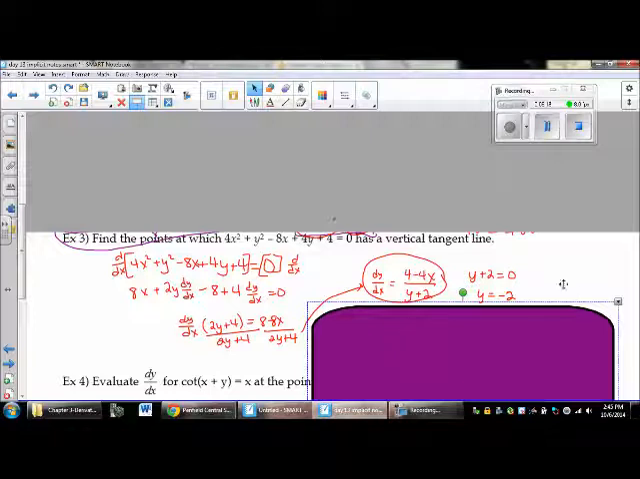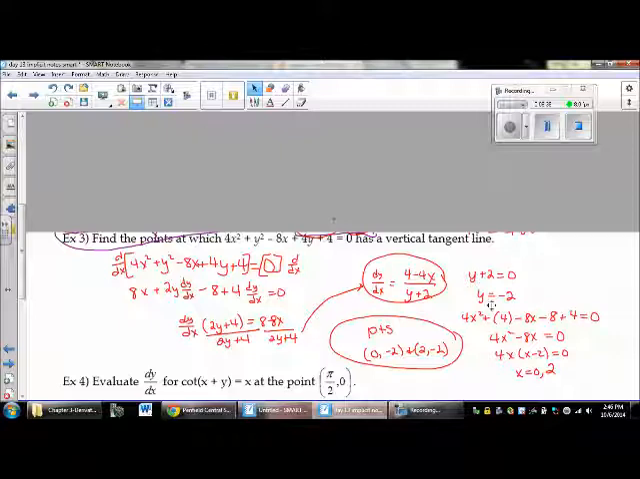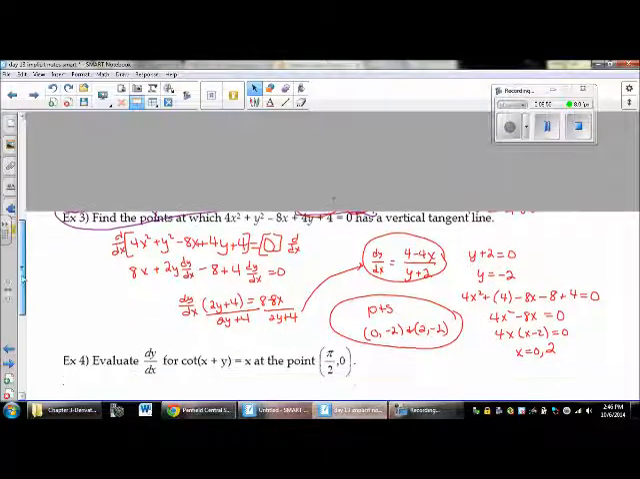Now, the next question says, find out when it has a vertical tangent line. Well, a vertical tangent line means slope is undefined. Slope is undefined when the bottom equals 0. The bottom equals 0 when y plus 2 equals 0, so y equals negative 2. It says find the points, indicating find the coordinates of the points. So the next thing I did is I plugged that back into the original, right about here. Got x equals 0 and 2. So the points are (0, negative 2) and (2, negative 2). Those will give you a vertical tangent line. All right, I think that covers it.